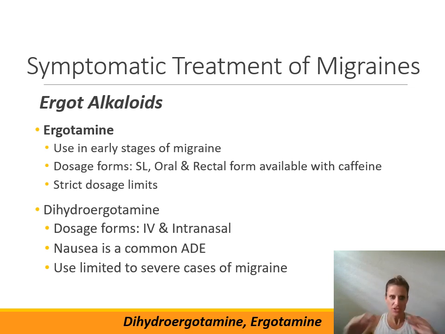When we look at the two agents on their own, ergotamine really has to be taken in the very early stages of a migraine in order to be effective. So for all agents, we really say take it as early as possible, right when you start to notice that you're getting a migraine. But that's especially important with ergotamine. Ergotamine comes in multiple different dosage forms. There are sublingual tablets. And then there are oral and rectal formulations that are available co-formulated with caffeine, which also has a vasoconstrictive effect. When you look at prescribing ergotamine, there are really strict dosage limits.